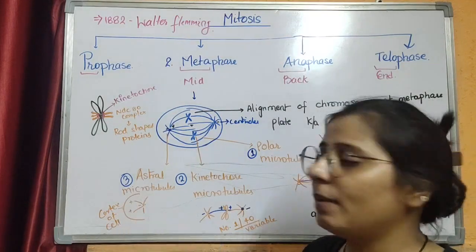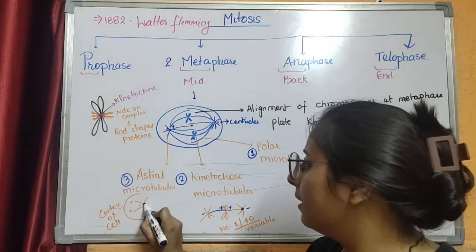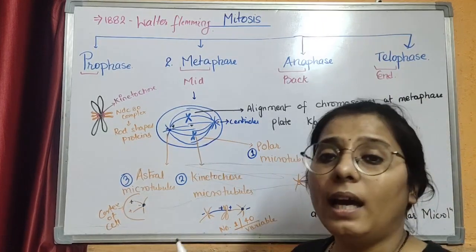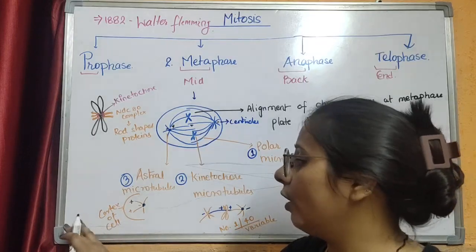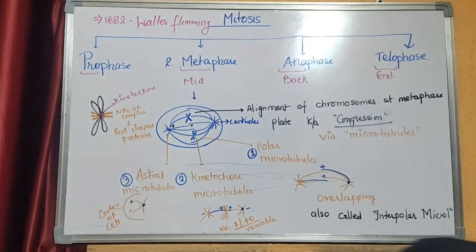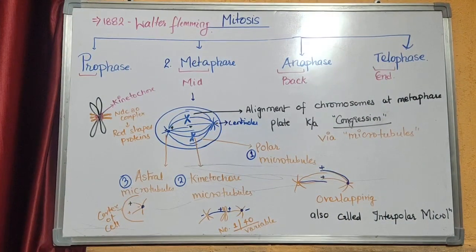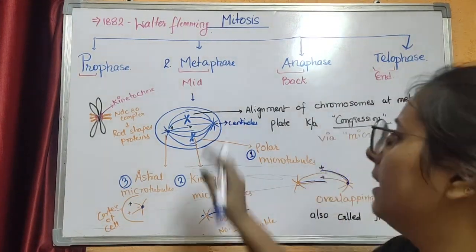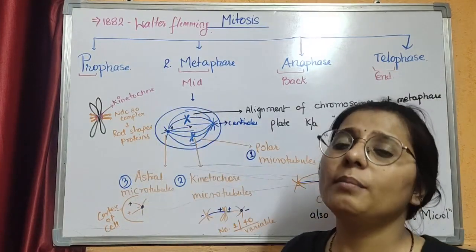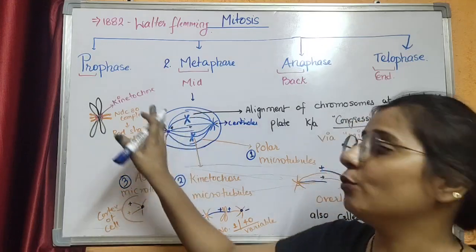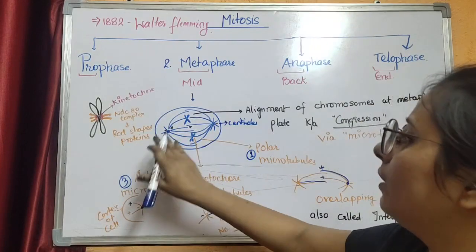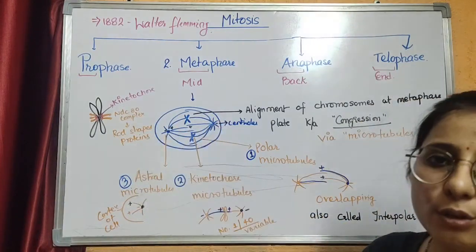Third is the astral microtubules, where the microtubules are growing at the periphery of the cell or cortex of the cell, and there is no attachment of chromosomes here. Thus, in the metaphase stage, there is only the alignment of condensed chromosomes on the metaphase plate, and they are attached via kinetochore and the NDC80 complex, and on the other end they are attached to the microtubules.